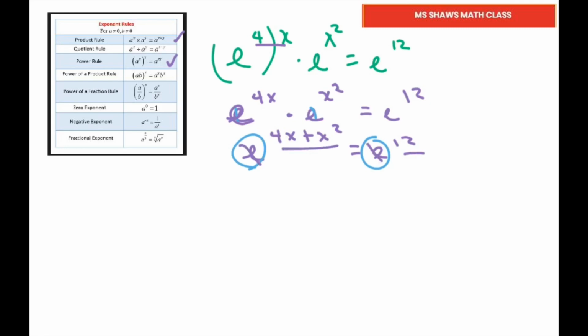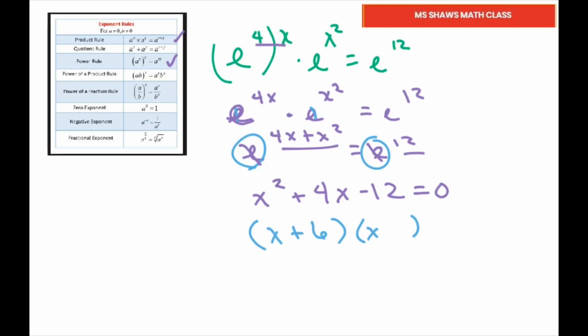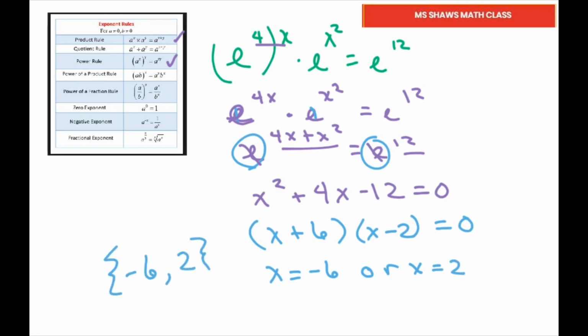And I'm going to write this out. So I'm going to write x squared plus 4x and subtract the 12 equals 0. Then I'm going to factor this. It's going to be 6 and 2. So we have x plus 6, x minus 2 equals 0. So we have x equals negative 6 or x equals 2. Therefore, my solution set is negative 6, comma 2. And that's it.